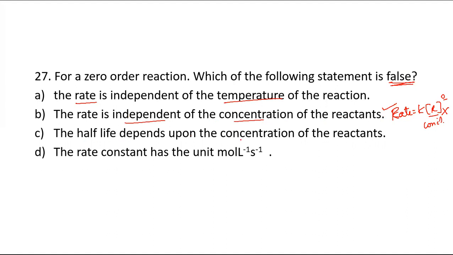The half-life depends upon the concentration of the reactants. Yes, rate is independent, but half-life is dependent. How are we going to write it? T half is equal to 0.693 divided by K. It is depending. Half-life is depending, but rate on the concentration is independent. It is also correct. And the rate constant has the unit moles per liter per second. Yes, this is also a right option. Therefore, option A is the false one and the correct option is A.